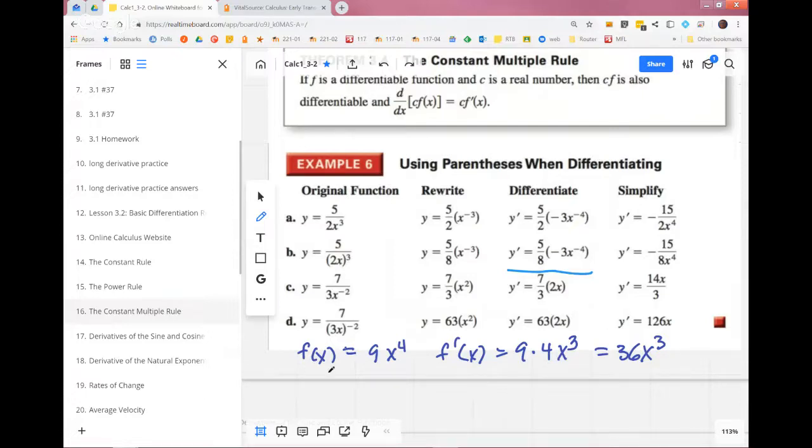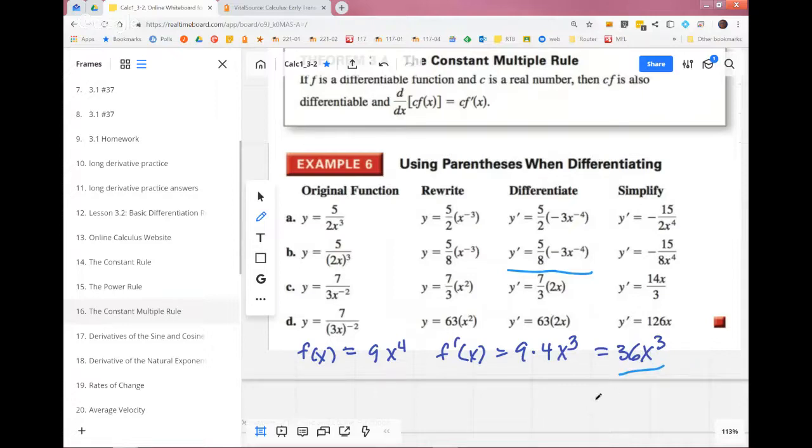Look at the last one, the one that I wrote in. F of x equals 9x to the 4th. Let the constant be 9. Don't do anything with that. Power rule. 4, bring it down, multiply. Reduce the power by 1. Simplify.